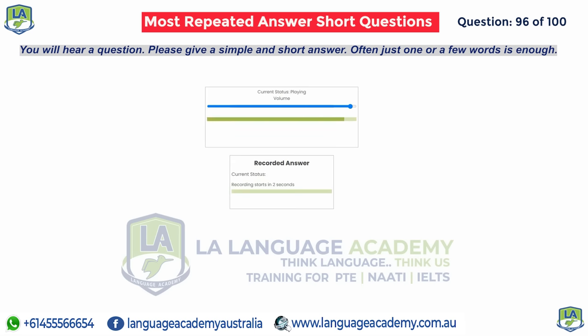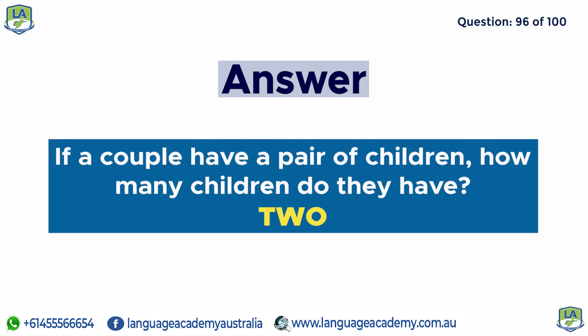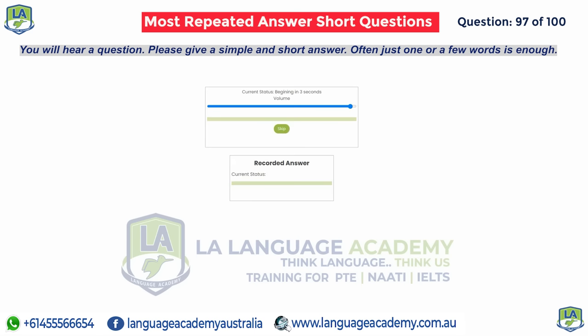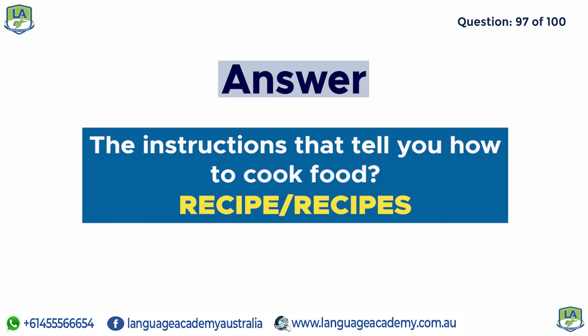If a couple have a pair of children, how many children do they have? Two. The instructions that tell you how to cook food? Recipe/recipes.